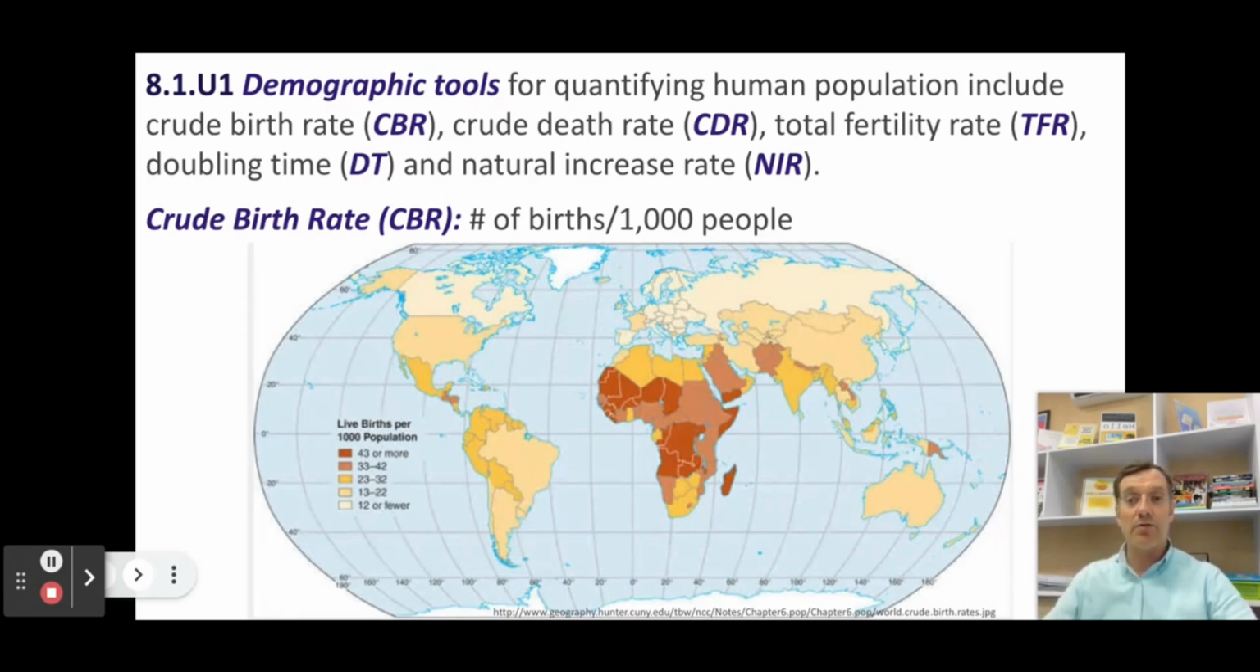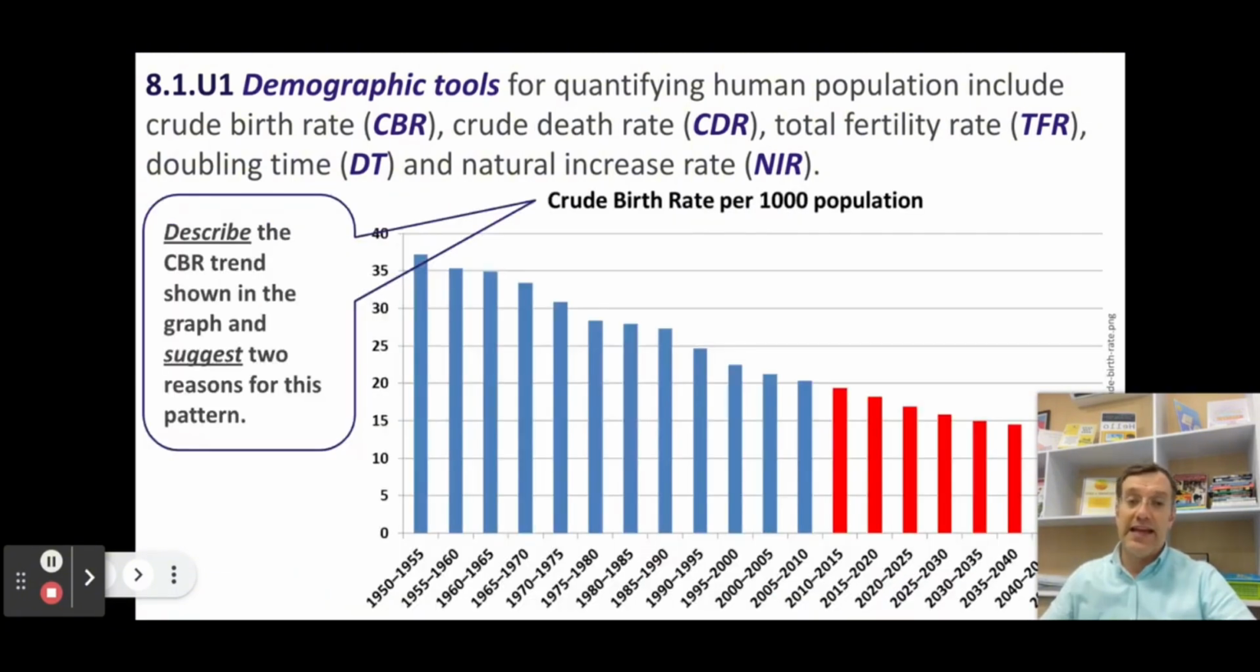Very simply, the crude birth rate is the number of births per 1,000 people. Note, it's not per 1,000 women, it's per 1,000 people. In this graph, you can see a very clear trend. Starting in the 1950s, there were approximately 37 births per 1,000 people. By the time we get to the current era, that level is closer to 17 births per 1,000 people. This is a falling crude birth rate, and we can infer several things about society from that information. We'll get to that later.